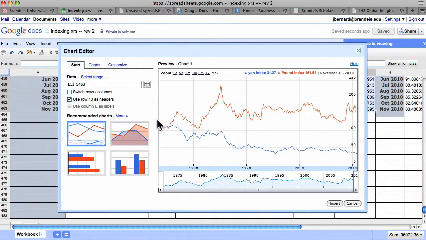Now, when we graph the indexed data, both series start at 100 in June 1973 and are of the same order of magnitude. We can now compare the movements of these two currencies vis-a-vis the dollar on the same graph. We can see that the yen has appreciated against the dollar. The dollar buys fewer yen, while the UK pound has depreciated against the dollar. The dollar buys more pounds.